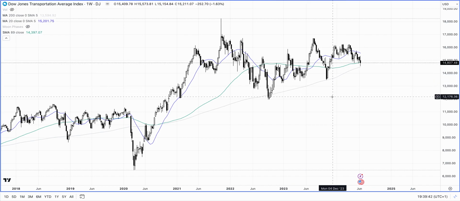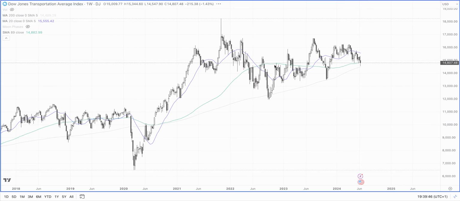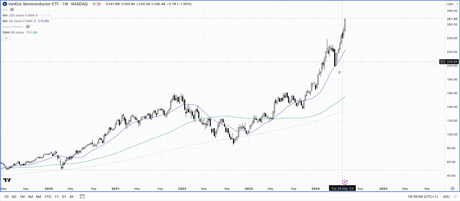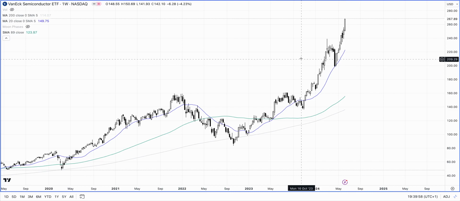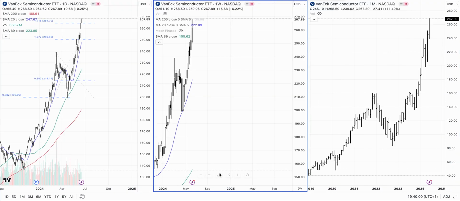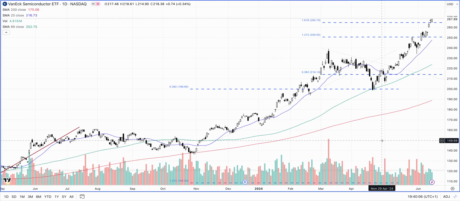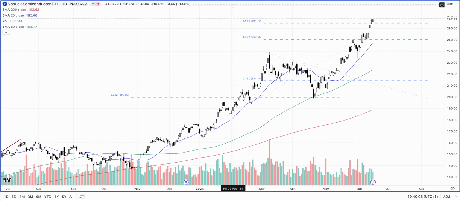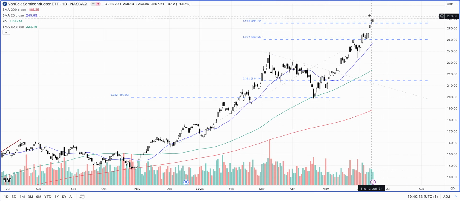And then let's take a look at the SMH, which is the VanEck Semiconductor ETF, and look what this one is doing. If you look at some of these sectors, such as consumer discretionary and even financials, look where the money is going. It's just going into the semiconductors, and that's why we see some of these stocks like Nvidia just going through the roof. It's just met this target of 1.618 expansion. It might just go sideways right here.